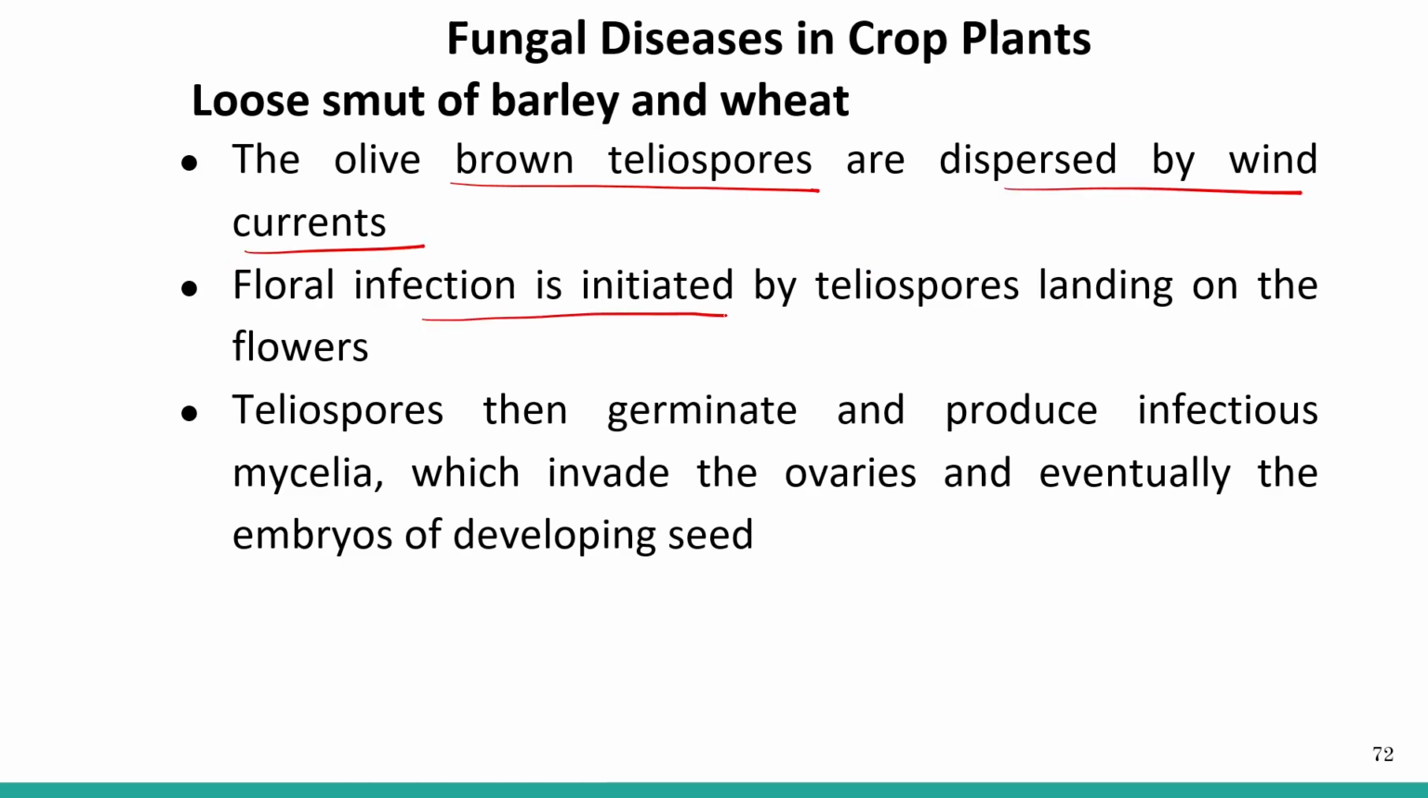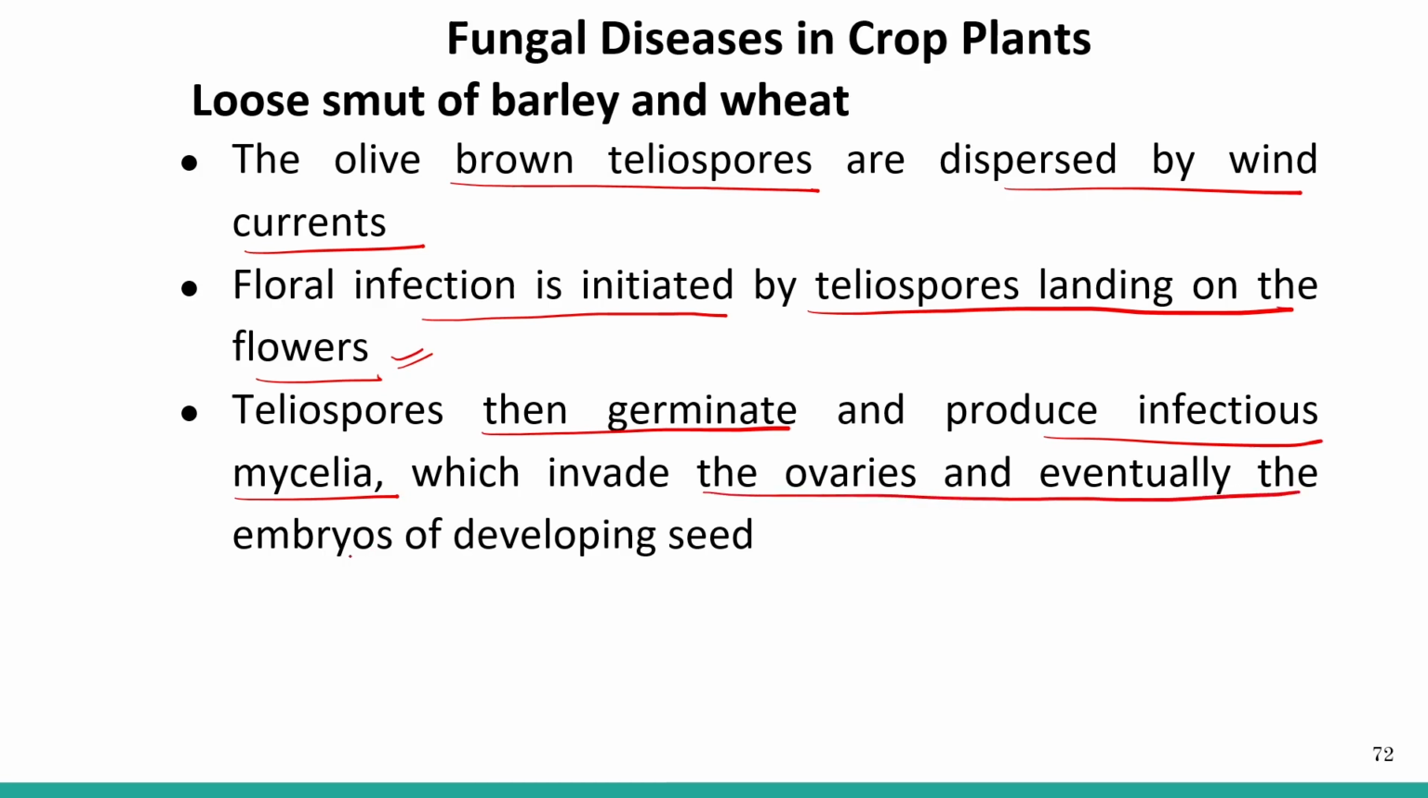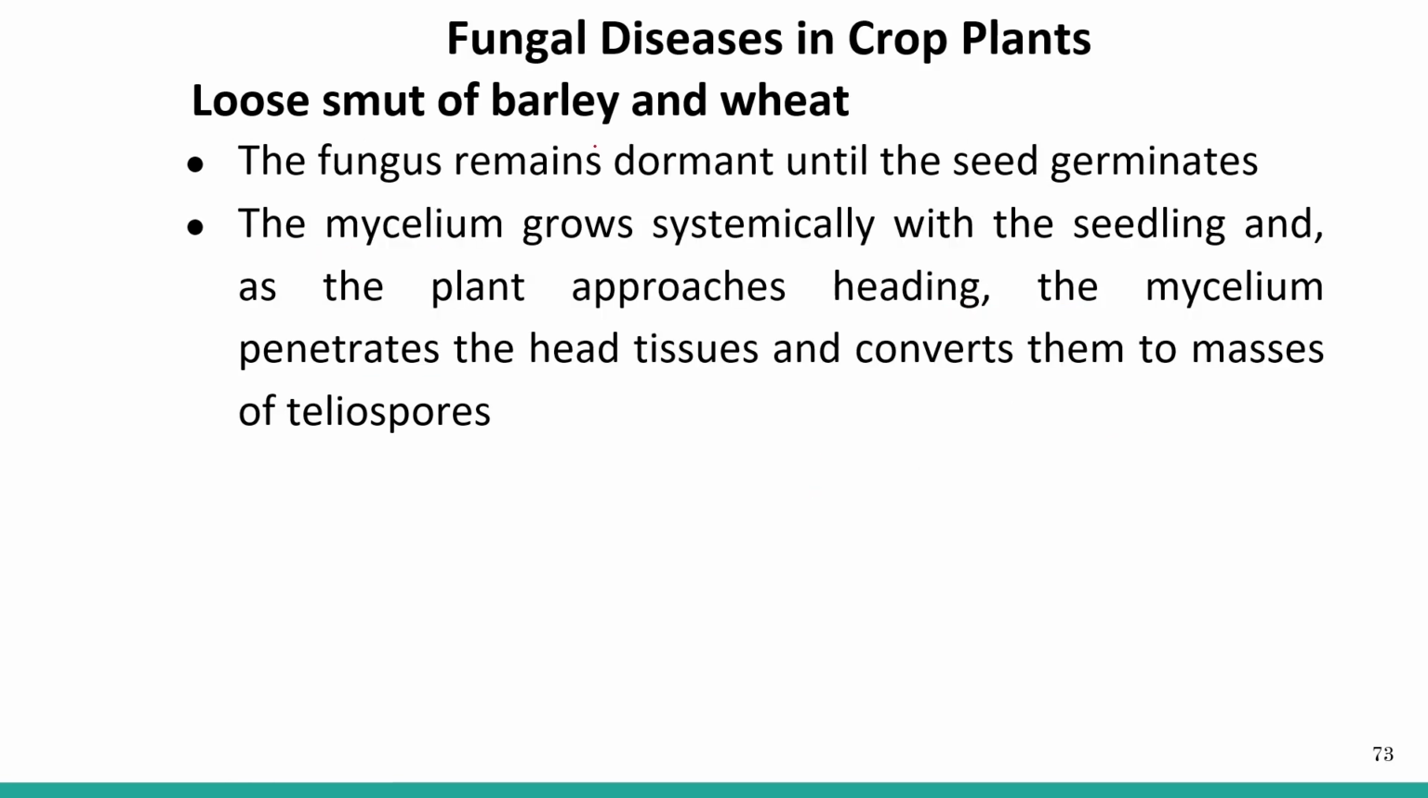Floral infection is initiated by the teliospores landing on the flower. So once one infection is there, it can infect the other flowers also. The teliospores then germinate and produce infection mycelia, which invade the ovaries and eventually the embryos of the developing seeds. The fungus remains dormant until the seed germinates.